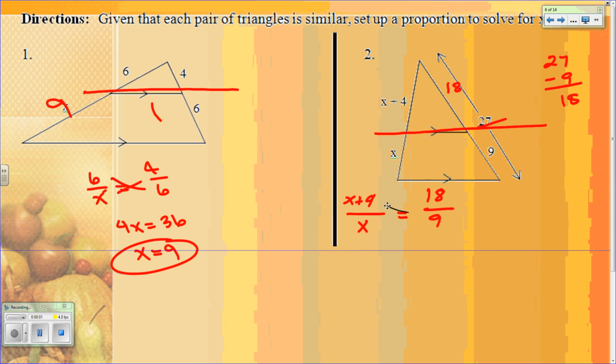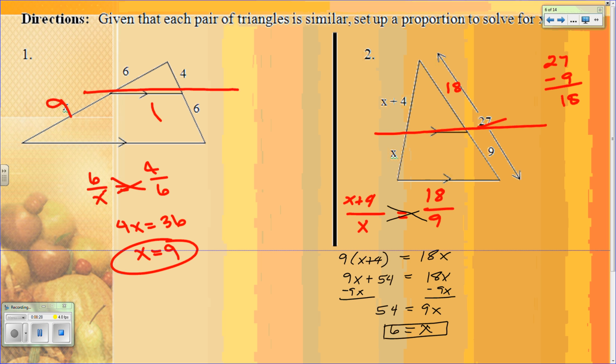So now when I cross multiply this way, I get 9 times x plus 4 equals 18 times x. So now I've got 9x plus 54 equals 18x. Subtract 9x from both sides. I get 54 equals 9x. Divide both sides by 9, and I get that x is 6. So I find out that x, this piece here, is 6. So this would be 6 plus 4, which would make this side 10.